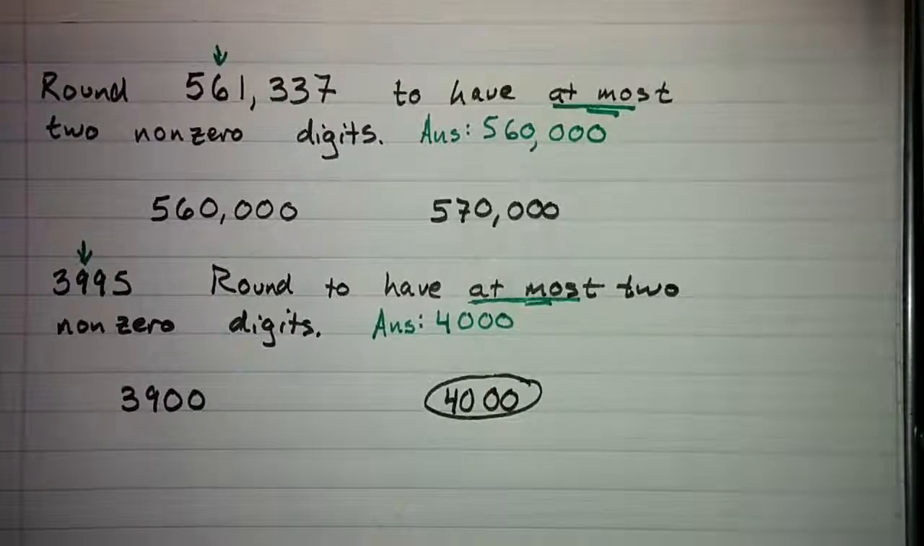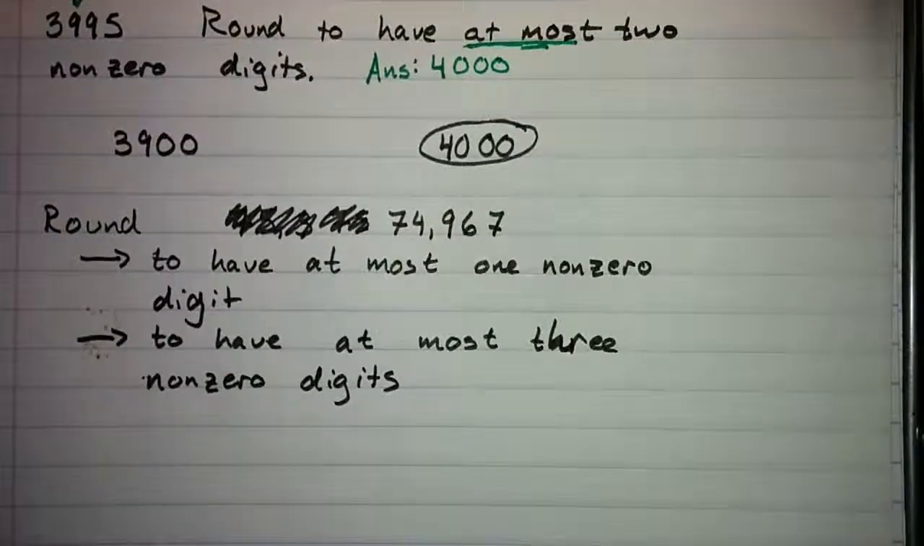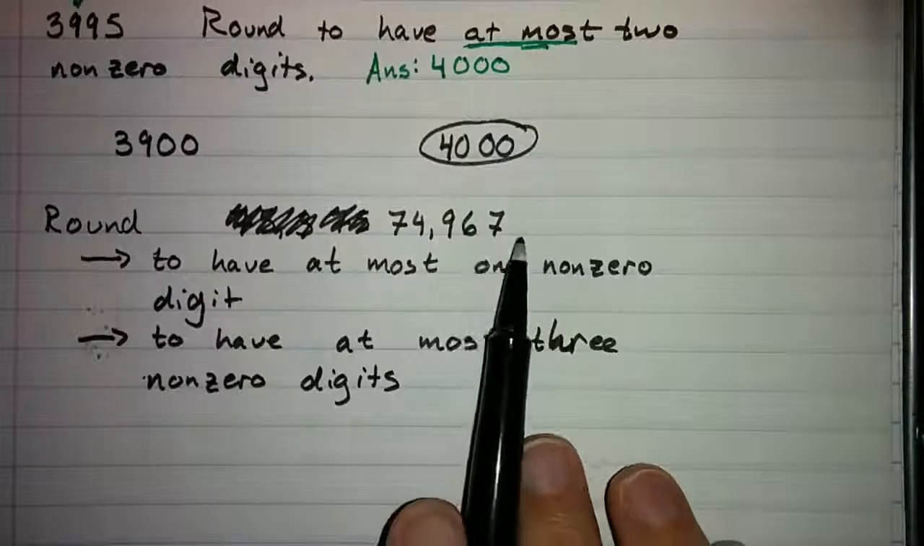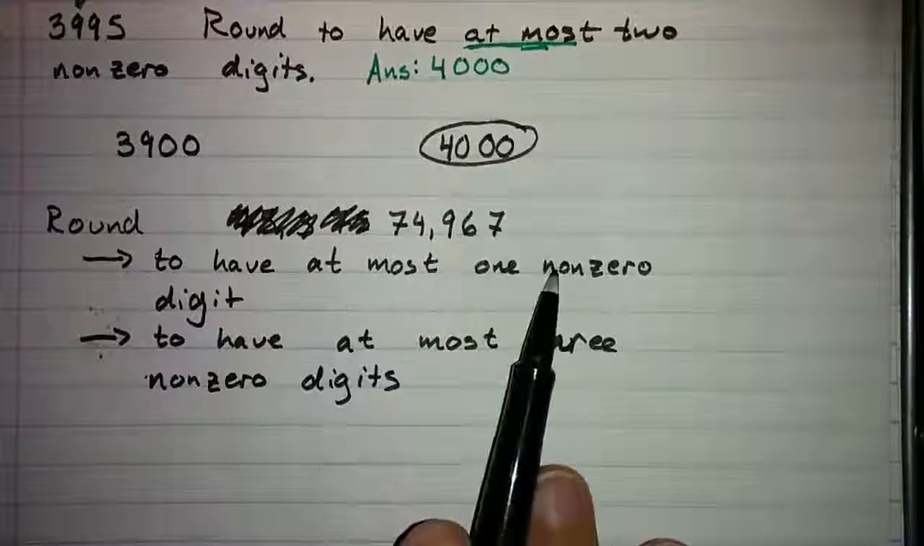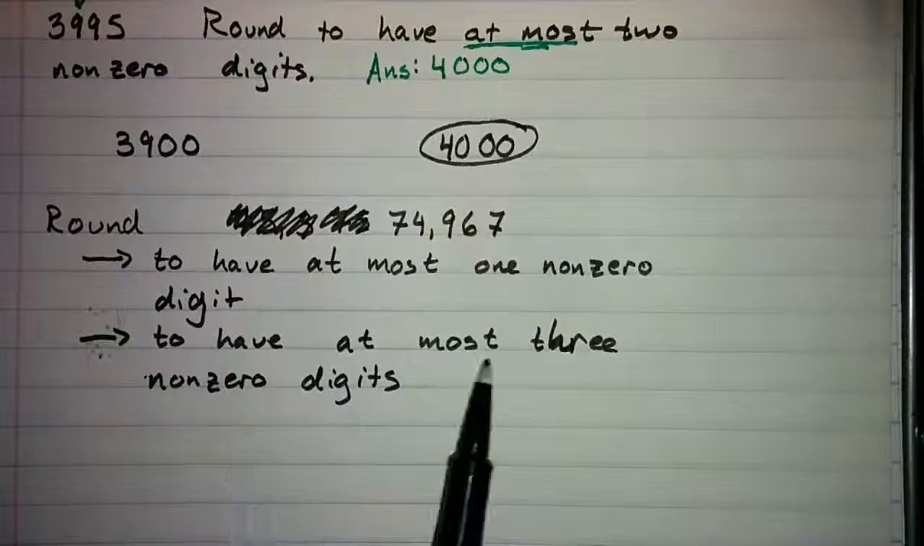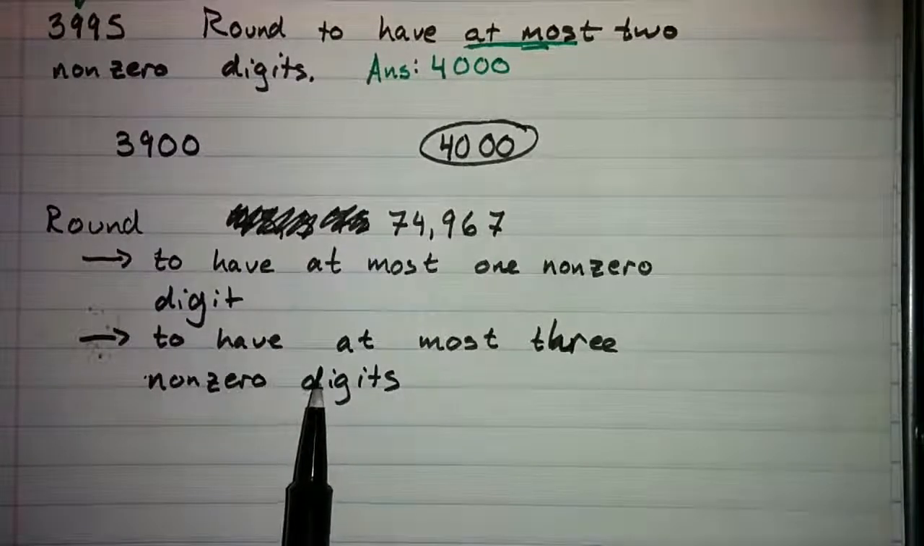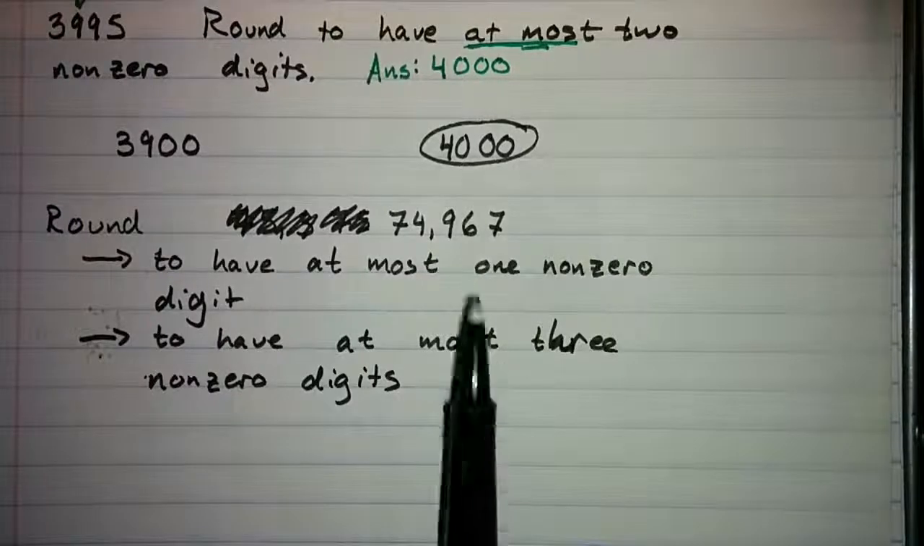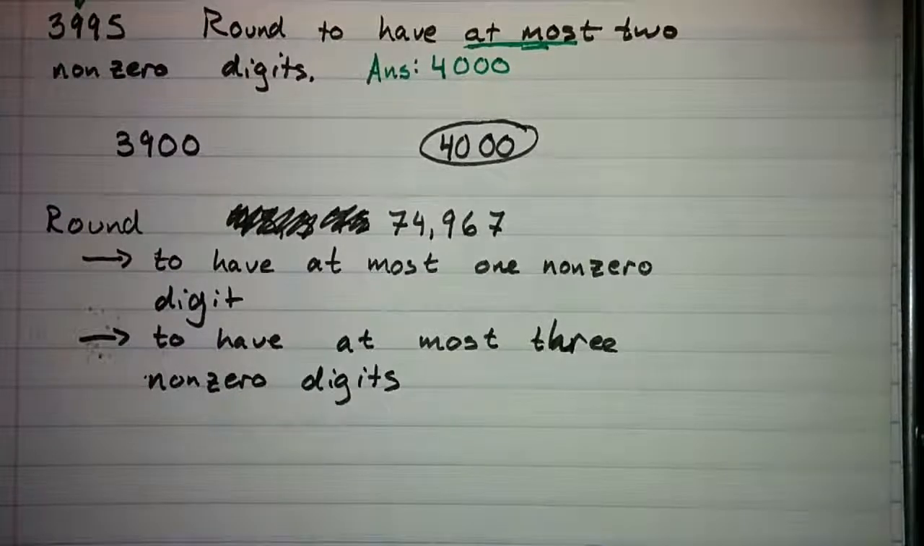I'm going to give you one of these to try. Using the same number, 74,967, round it to have at most 1 non-zero digit, then round the same number to have at most 3 non-zero digits. Of course, these two questions will have 2 different answers. Pause the video and try this now.